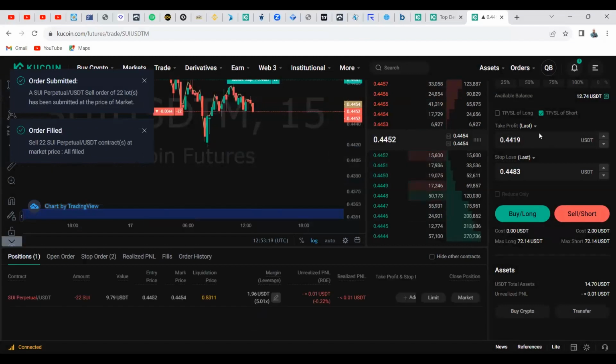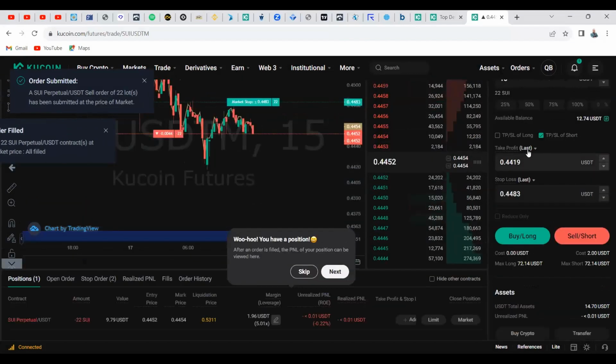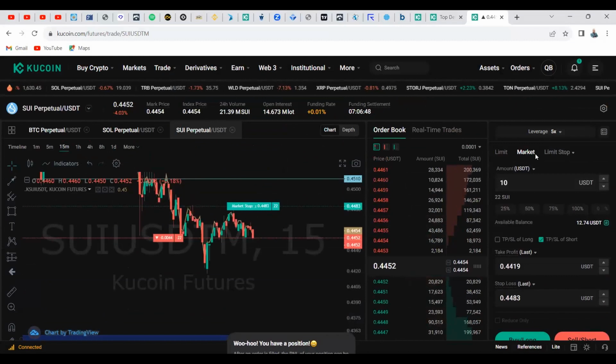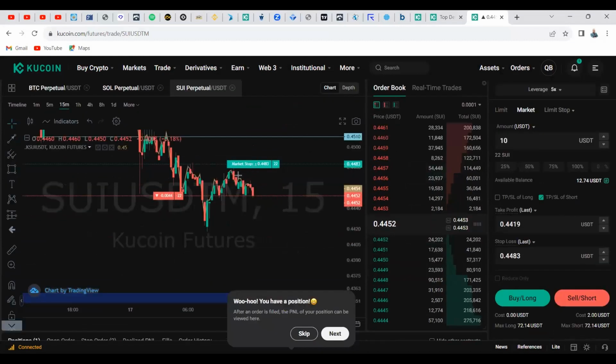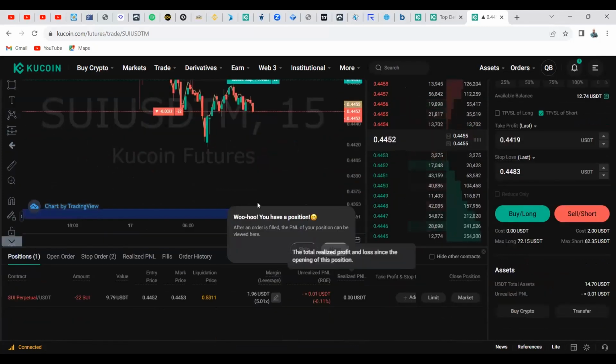Then I can see, because I placed a market order, which is the instant execution order, for this particular trade, I placed my stop loss over here, and also placed my take profit all the way down over here, because I was shorting. Okay. And you can basically see it says that you have the position after an order is filled, the P&L position.